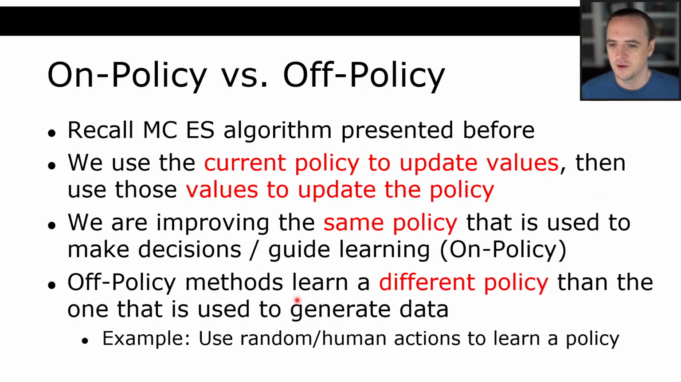Off-policy learning means that the method learns a different policy than the one that is used to generate the data. So for example, if we were trying to learn an optimal policy, but when we were doing the learning, we were using, say, random actions or maybe some human actions, then that would be called off-policy learning.